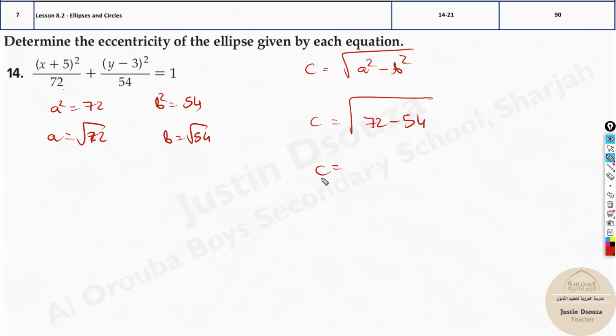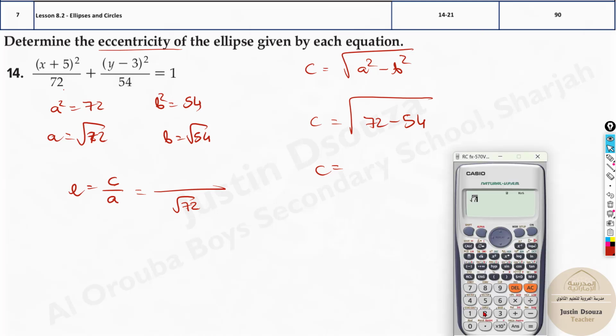But this is just finding a, b, c. What we have to find is the eccentricity of the ellipse, which is given by e is equal to c divided by a. This is the reason why we find the value of c. So now let's find the c value and substitute over here. And then we have the a value, that is square root 72, and that will give us the answer. We need to use our calculators now. Square root of 72 minus 54 over here is equal to 3 root 2.